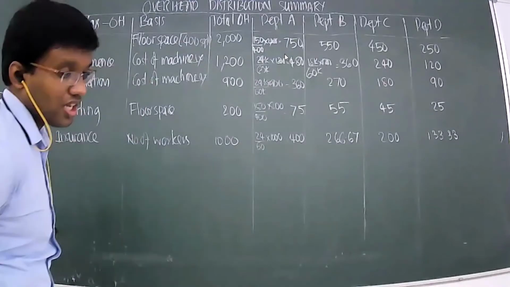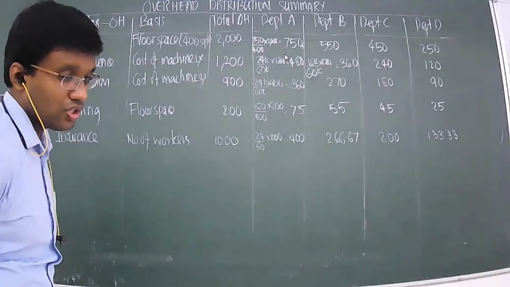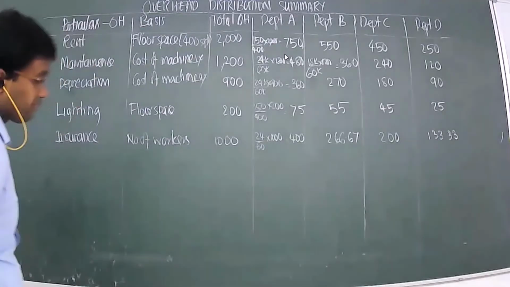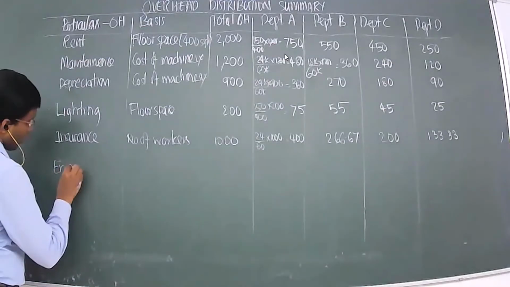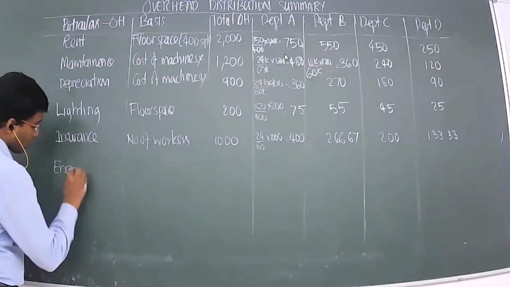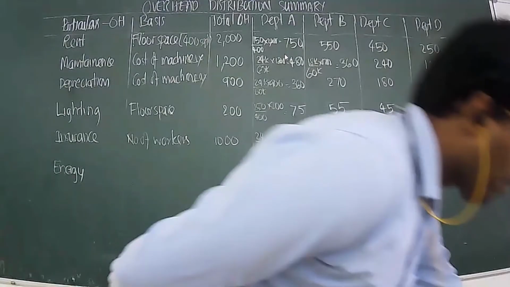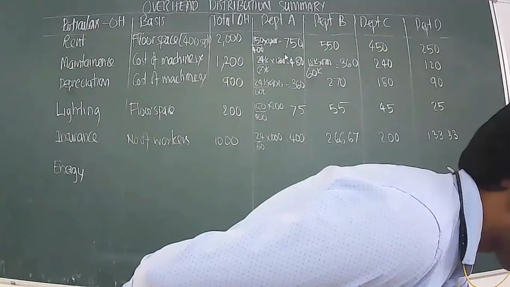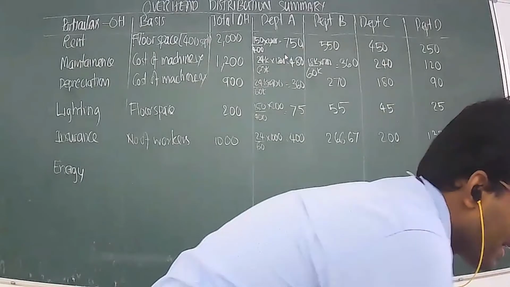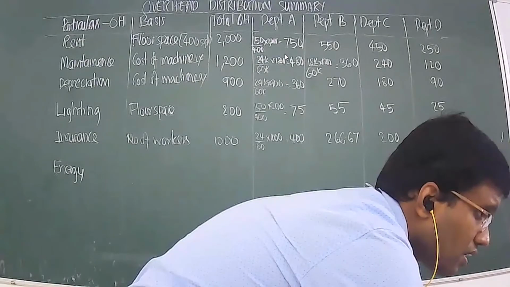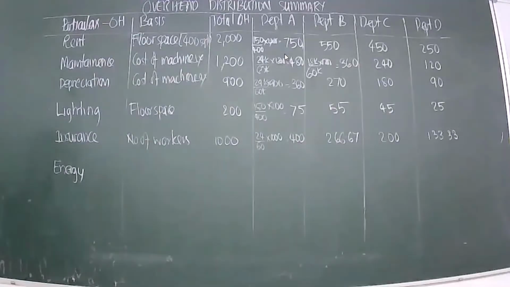Okay, so now let's try the next one. The next one is quite interesting. The next one is energy. Basically we are talking about the power that you are spending for your machinery. So any guesses what would be the basis for this? Any thoughts on what basis will you divide this energy?